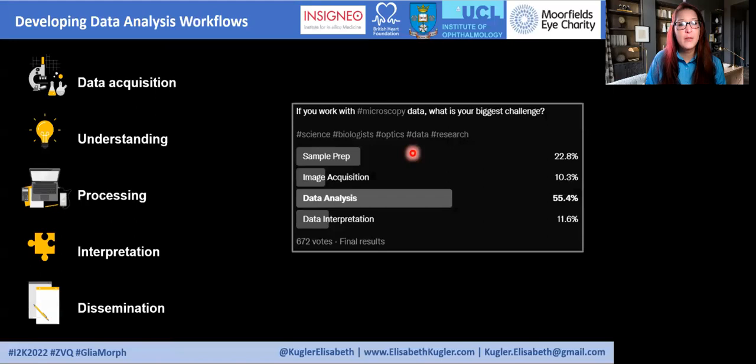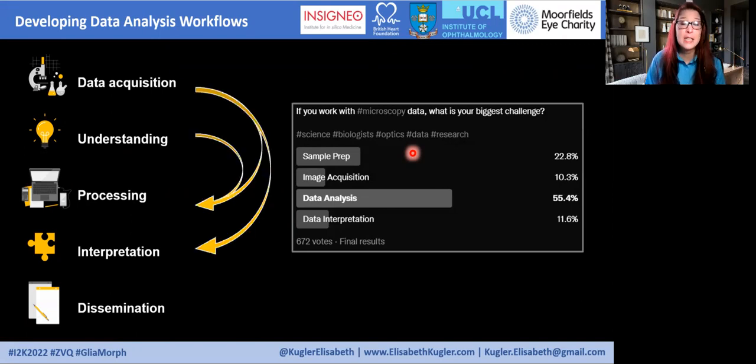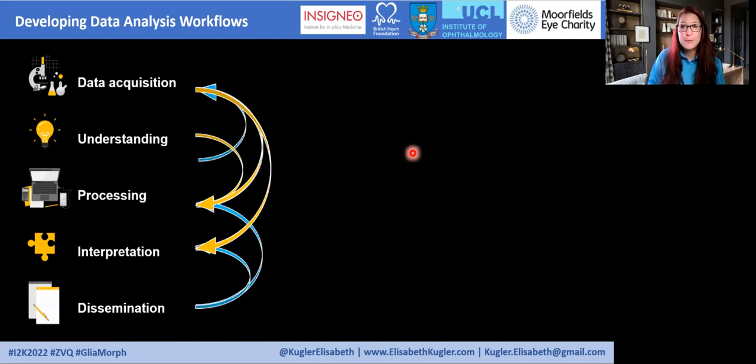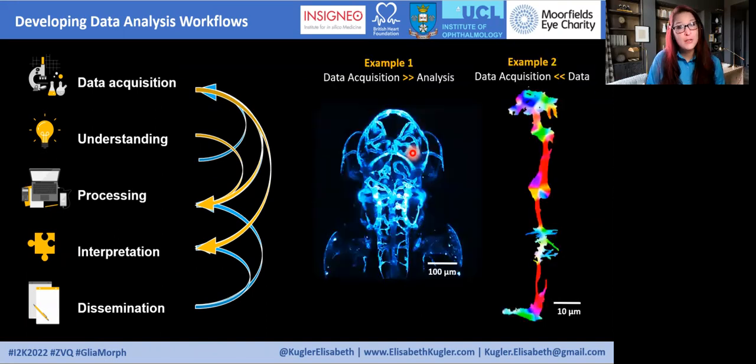To develop these workflows, we commonly have five different steps: data acquisition, understanding, processing, interpretation, and dissemination. But these steps are not isolated and acting by themselves; they are highly interconnected and influencing each other, not just in one direction, but in many different directions. We need to consider all of this to produce hypothesis-driven data acquisition as well as data analysis workflows. What this means, I will show you today with two different examples.